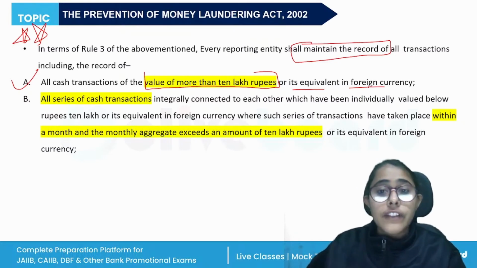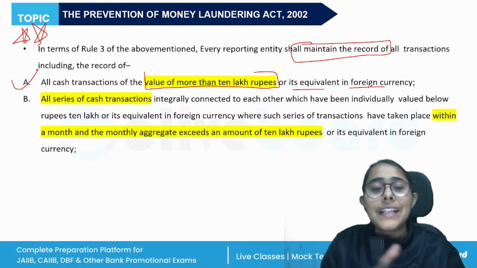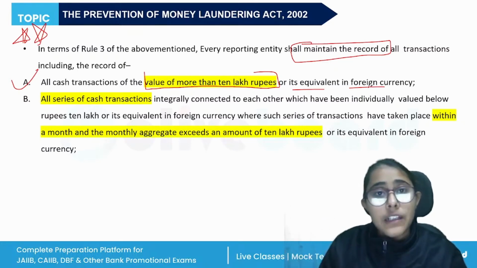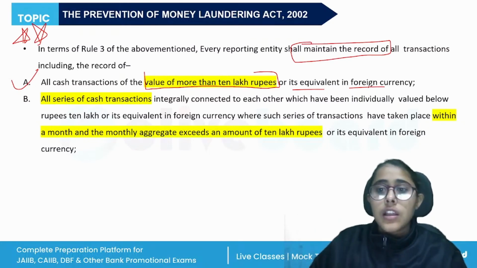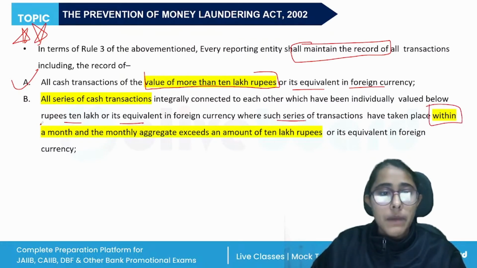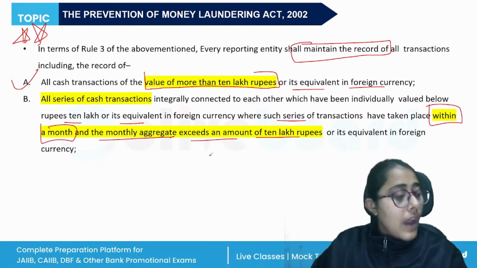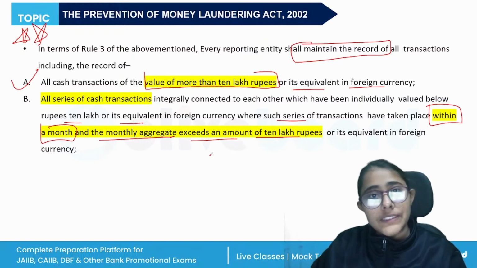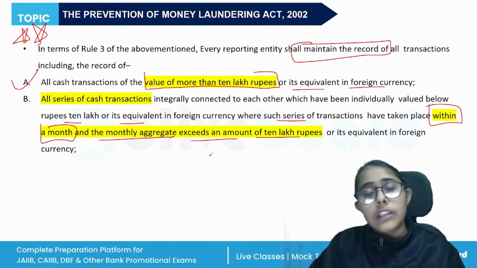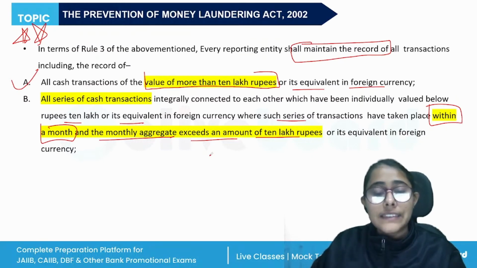Then all the series of cash transactions which are each less than 10 lakh but aggregate to more than 10 lakh within a month. So valued below 10 lakh or its equivalent, but such transactions have taken place within a month and the monthly aggregate exceeds an amount of 10 lakh. So either one transaction is more than rupees 10 lakh or all the transactions that have taken place within a month aggregate to more than rupees 10 lakh.